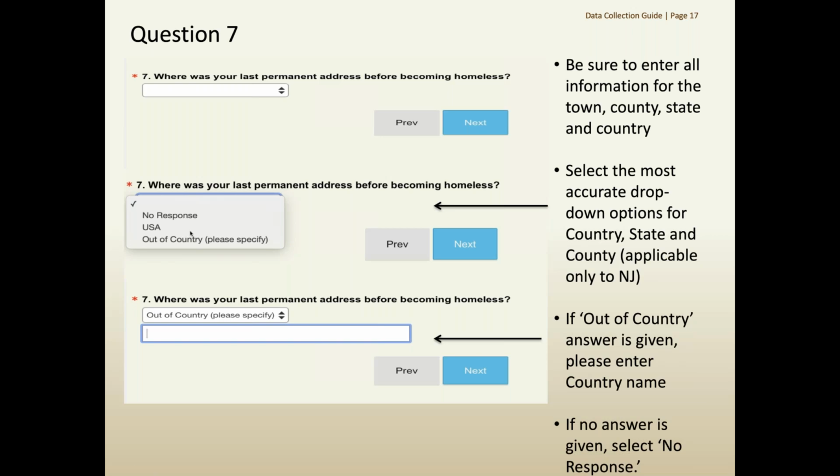Only applicable to New Jersey will you get the county information. But for any other states you would be able to type it in. And then again, if you select out of country, you would get the option to type in the name of the country that the person resided in. If no response is given, you select no response.